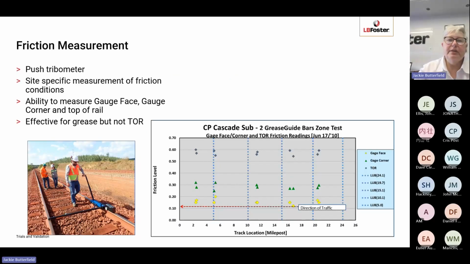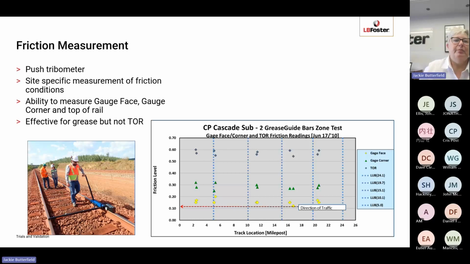Taking friction measurements is also a useful trial in terms of validating the friction management regime, but also establishing a baseline of the original friction measurements for that particular location. A number of techniques can be used. The push tribometer is probably the most common. This is a portable device that can be pushed along the track that will give you a friction measurement either on the gauge face, the gauge corner, or the top of rail.